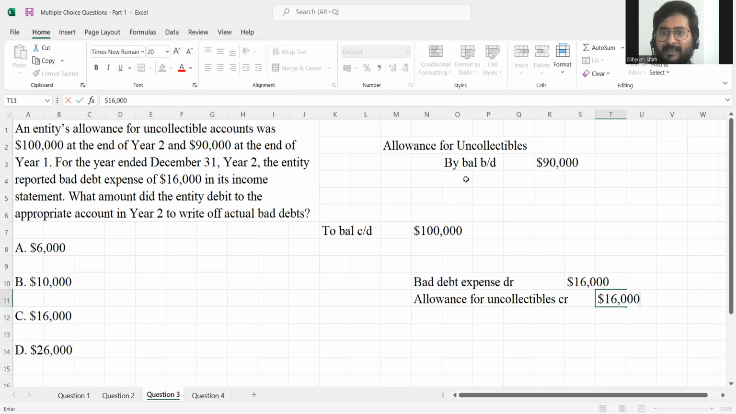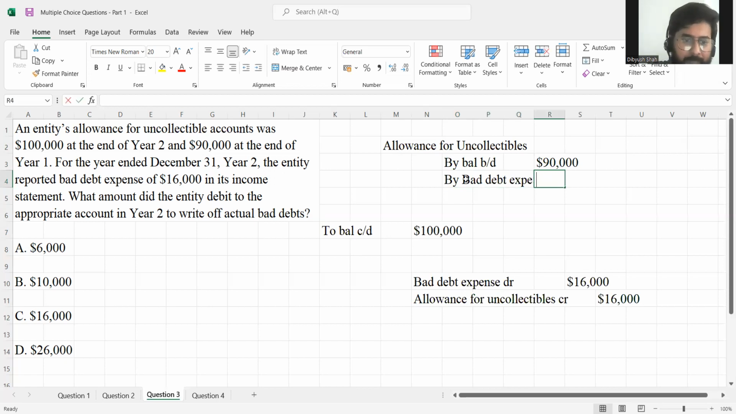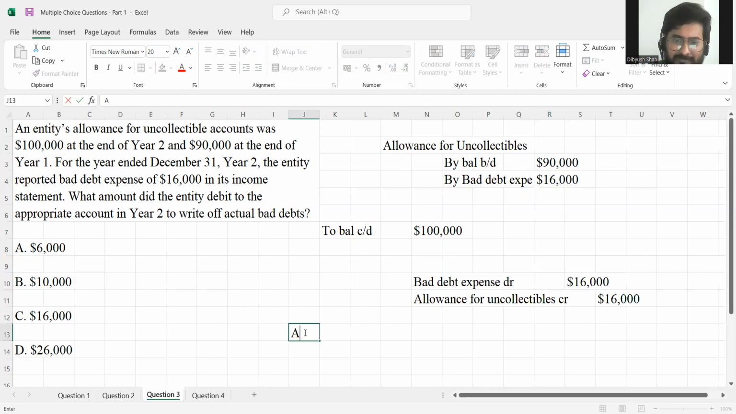So in the allowance account, where will it be posted? By. Now you have no other entry. What is the journal entry for write-off? It is allowance debit, accounts receivable credit. So whatever is the difference figure has to be on the debit side.